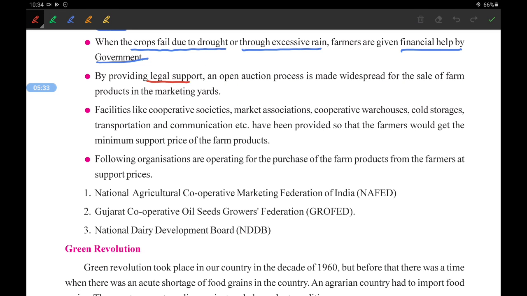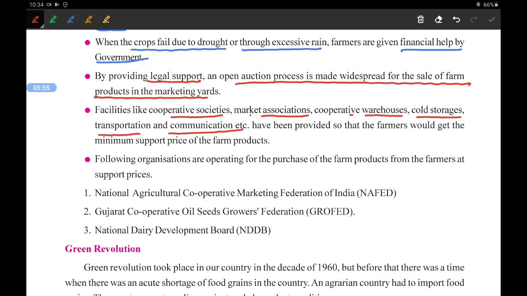By providing legal support, an open auction process is made widespread for the sale in the market. There is an open auction, or an e-auction is also now in place. Facilities like cooperative societies, marketing associations, cooperative warehouses, cold storages, transportation and communication etc. are also utilized to give farmers better service. They have been provided so that farmers will get the minimum support price. It is known as MSP, that is called minimum support price.